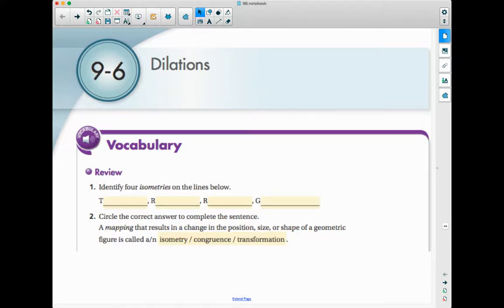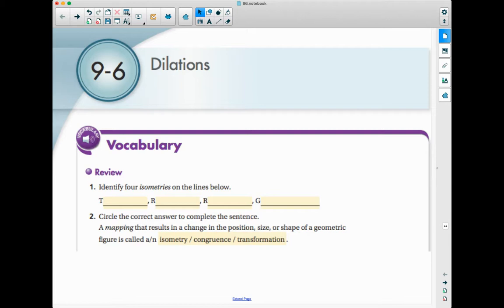All right, geometry students, we're back here for section 9.6, dilations. Now, in your previous studies of transformations in previous years, you may have studied dilations, but we have to note that they are different than other transformations because the size changes. With a dilation, your figure is going to get bigger or smaller. All right, so let's get started here on the vocabulary.